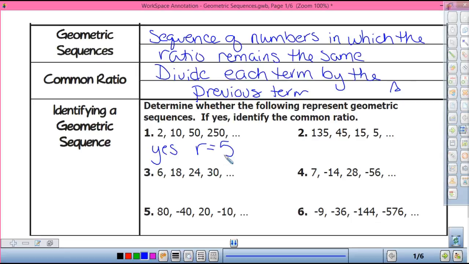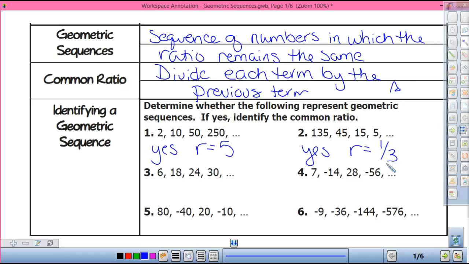How about number 2? What are they doing? Okay, so they're dividing by 3, but we need to know what they're multiplying by. If they're dividing by 3, they are multiplying by 1/3. So we're going to call that ratio 1/3. And this is a quick way that you can do it.